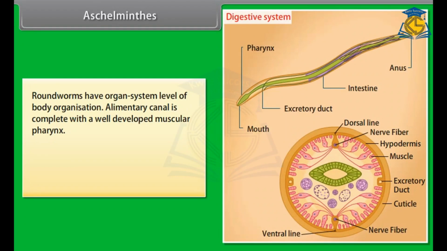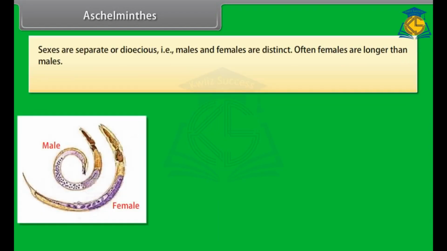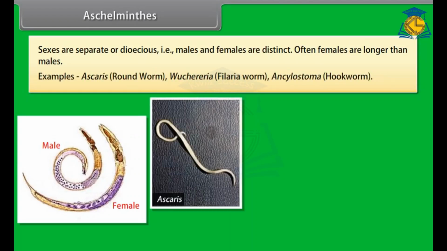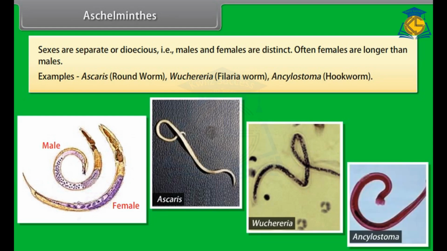Alimentary canal is complete with a well-developed muscular pharynx. An excretory tube removes body waste from the body cavity through the excretory pore. Sexes are separate or dioecious, that is, males and females are distinct. Often females are longer than males. Example, Ascaris, that is roundworm, Wuchereria, that is filaria worm, Ancylostoma, that is hookworm.